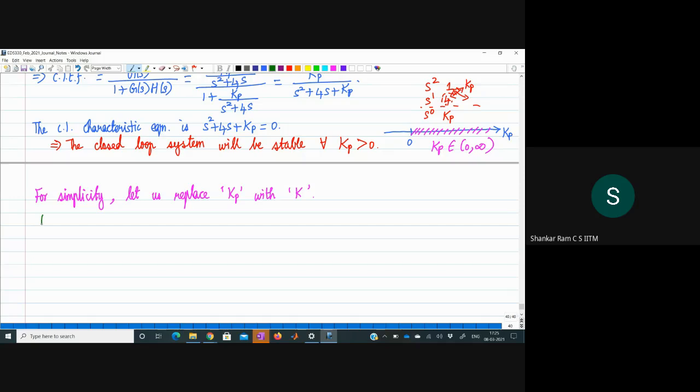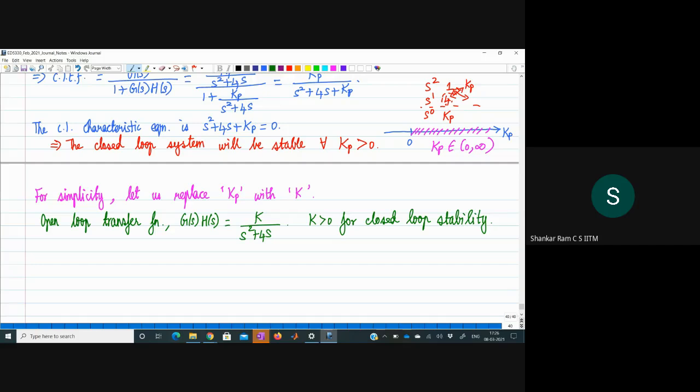Okay, so we can immediately see that the open loop transfer function in this particular case, which is G(s)H(s), is going to be equal to K divided by s squared plus 4. And of course K should be greater than 0 for closed loop stability. That is something we have already determined. I hope it's clear what I'm doing. So now I'm going to consider the open loop transfer function and go ahead.